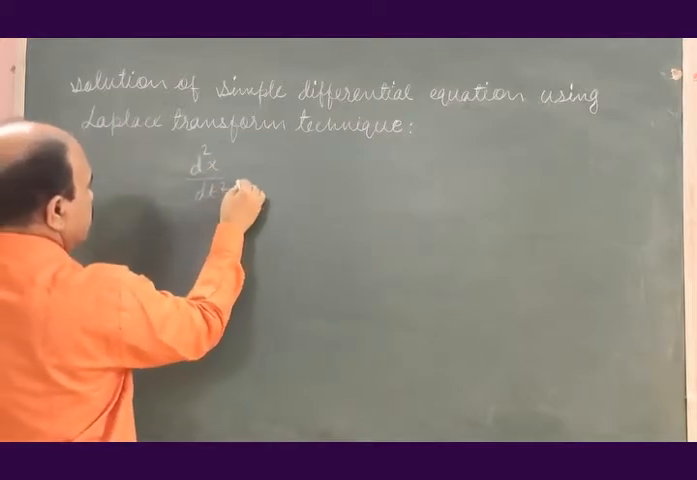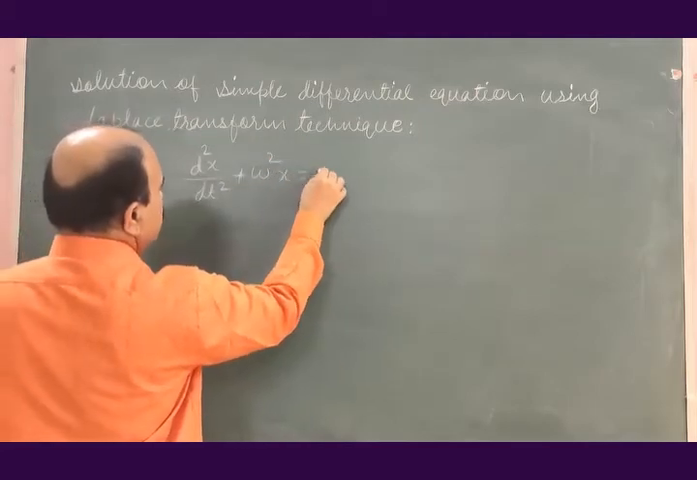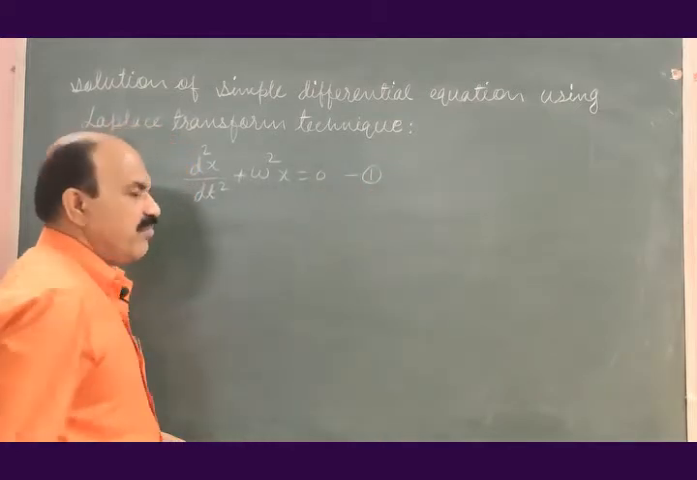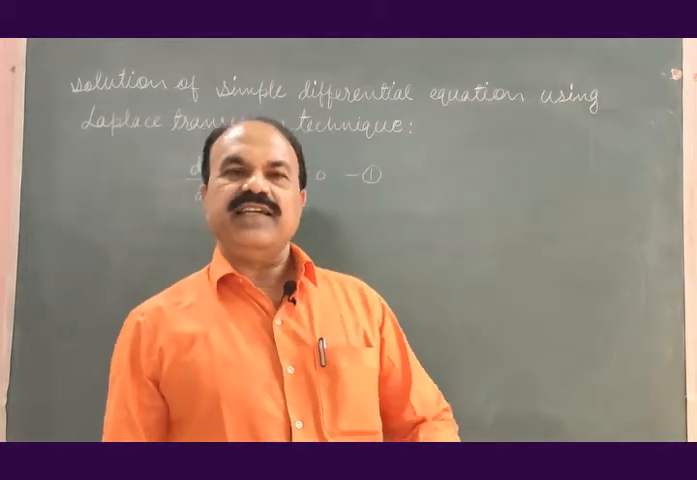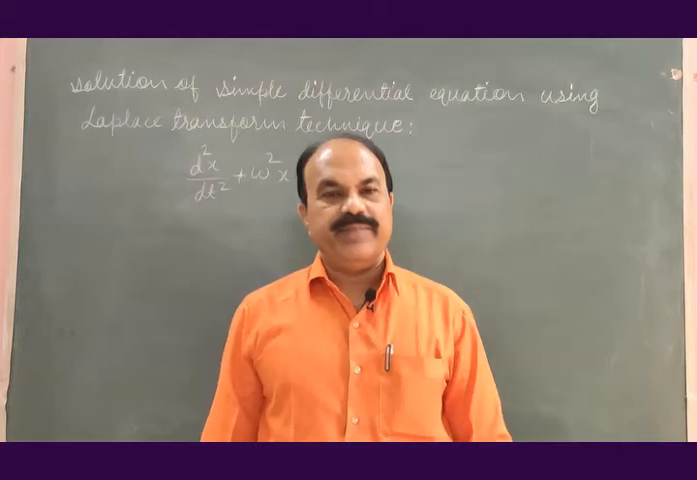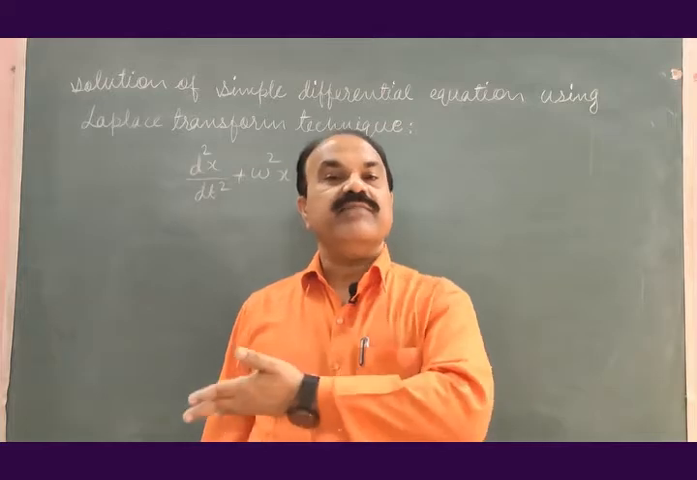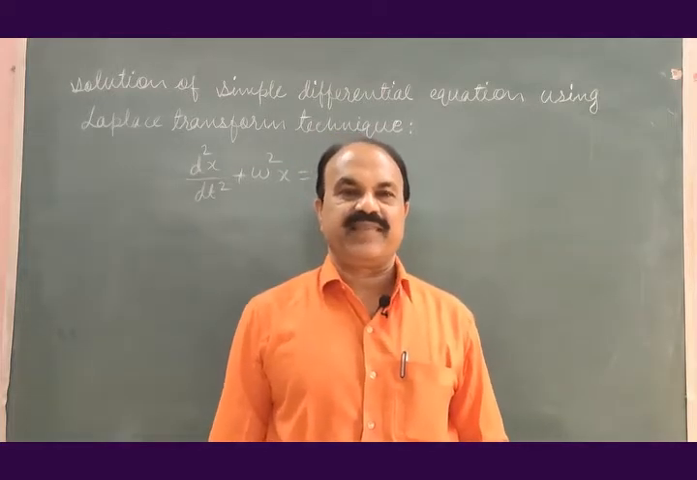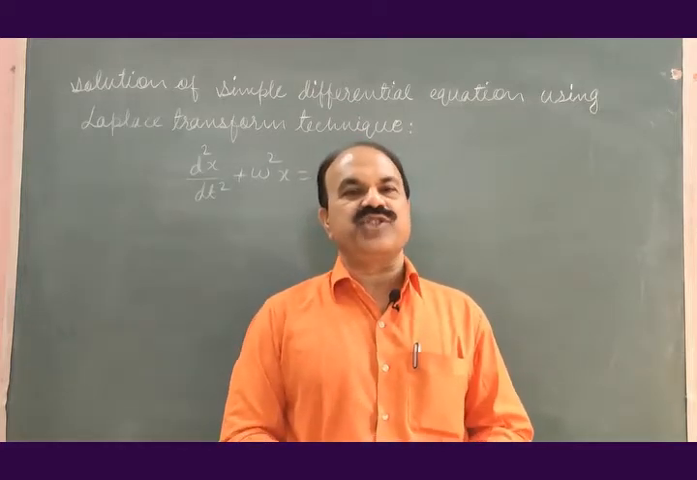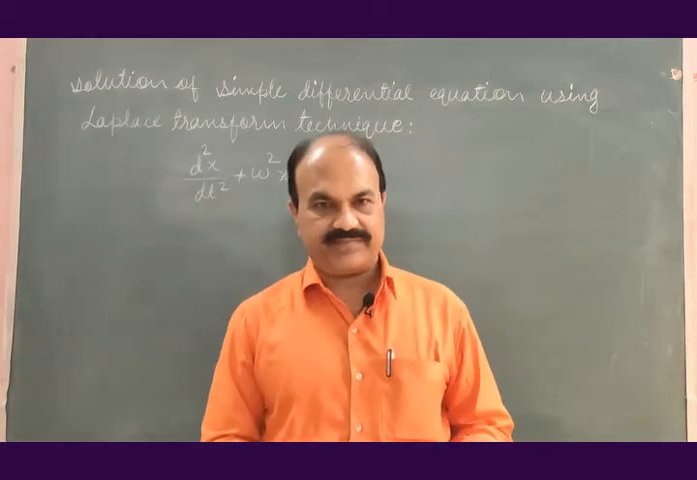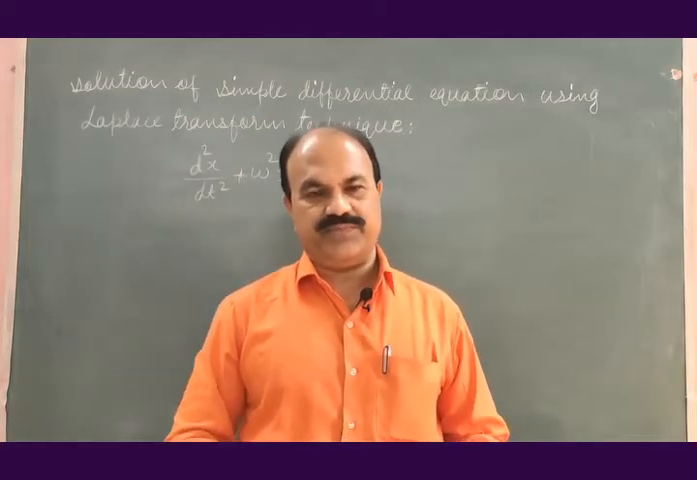d2x by dt square plus omega square x is equal to 0, equation number 1. You have studied this equation in 11th class, 12th class, even in BSc first year, maybe second year, even in quantum mechanics at BSc third year. The simple differential equation representing simple harmonic motion is given by equation 1: d2x by dt square plus omega square x is equal to 0.